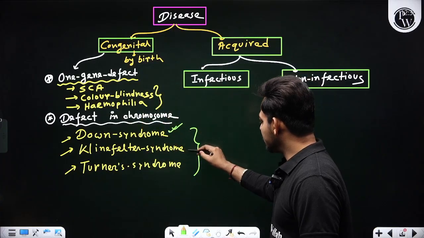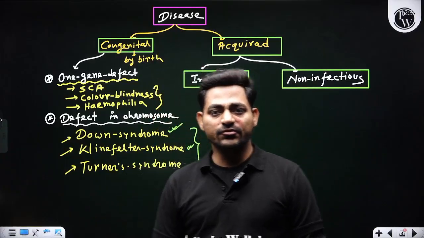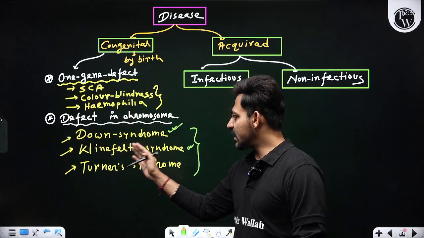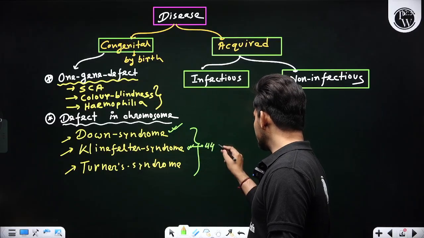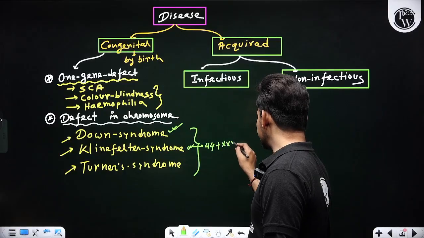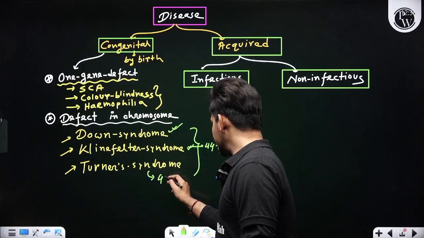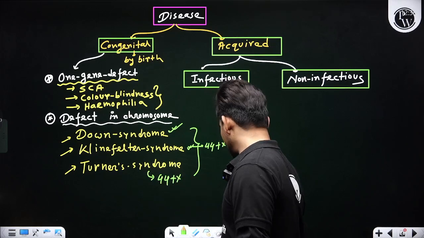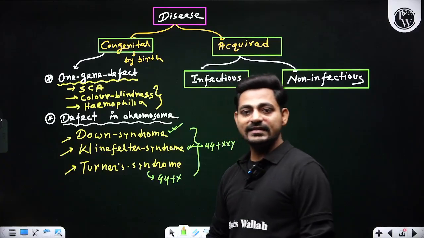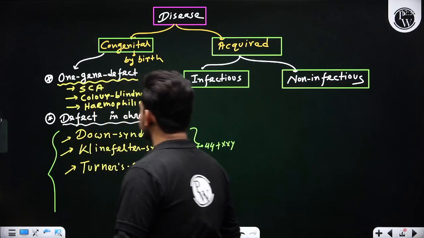For Klinefelter syndrome, there is an extra X chromosome. The condition for Klinefelter syndrome is 44 autosomes plus XXY. For Turner syndrome, the condition is 44 plus X, one X chromosome is deleted here. So this kind of condition is called chromosomal aberrations.